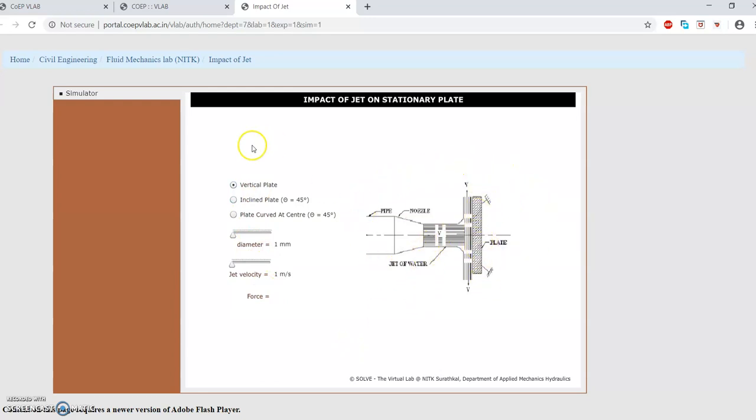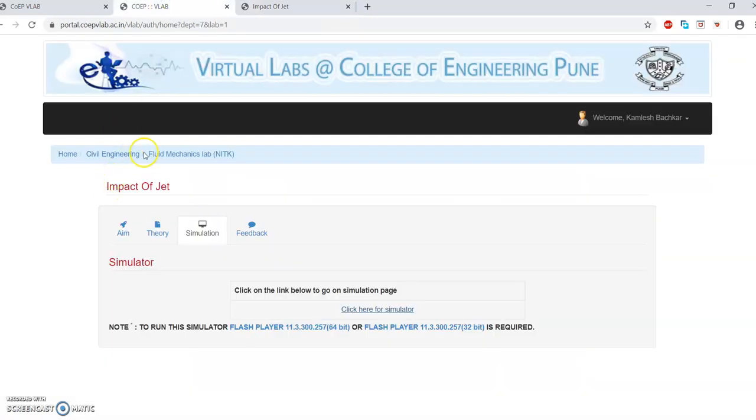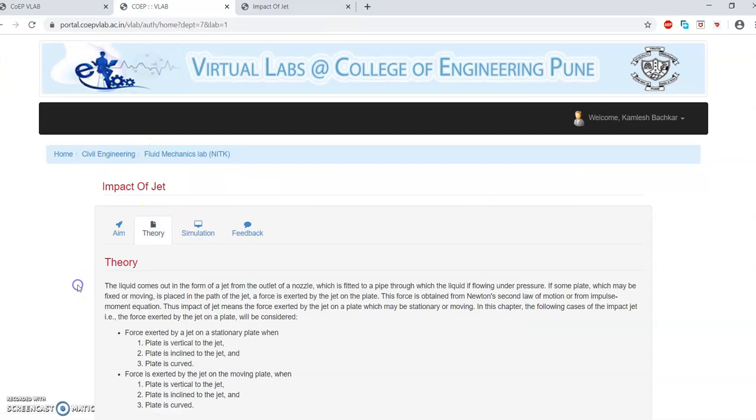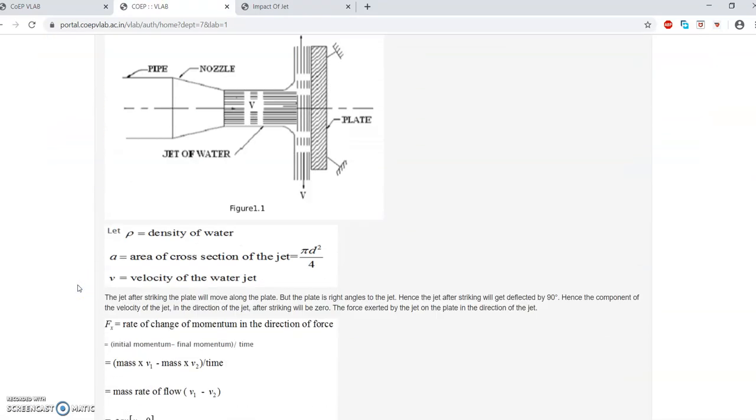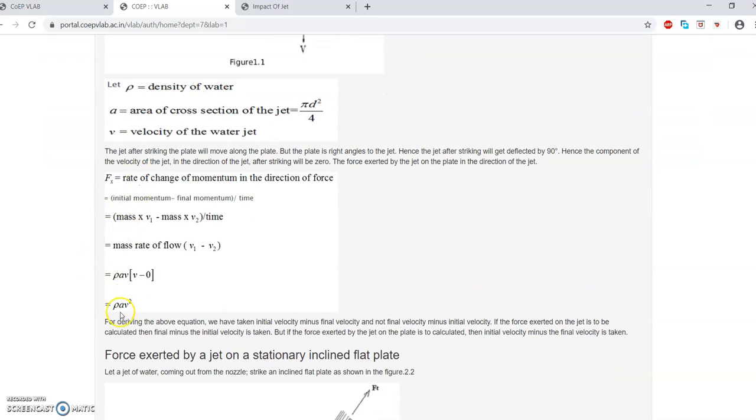This is about this vertical plate. So how they have done is that this formula that we have seen in the last case, this formula Fx is rho A V square. Now they have done an algorithm. They have coded this formula here, where Fx is density into area into velocity. All these are inputs here. If we change this input, we can get the value of force here.